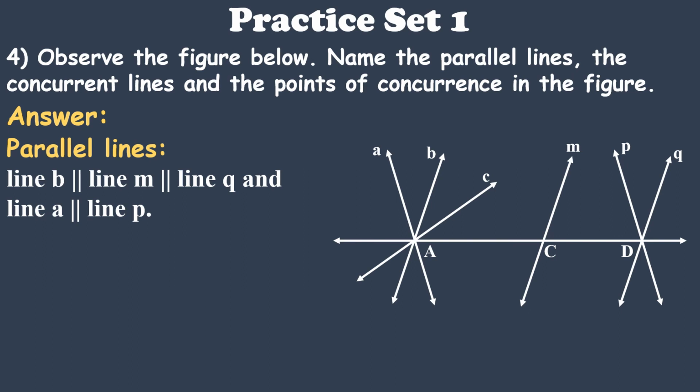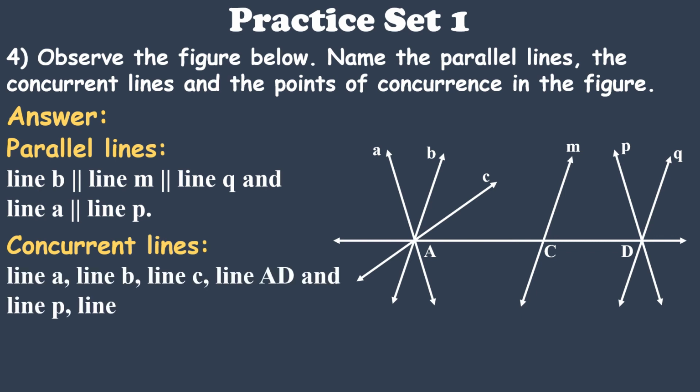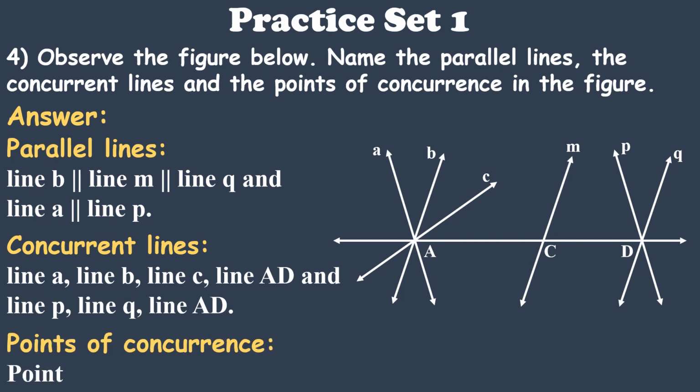The second one we will write about the concurrent lines. Concurrent lines are those when 2 or more than 2 lines meet at a single point and are said to be concurrent. So line A, line B, line C, line AD are concurrent lines, and line P, line Q, line AD are also concurrent lines. Let's see the point of concurrence.